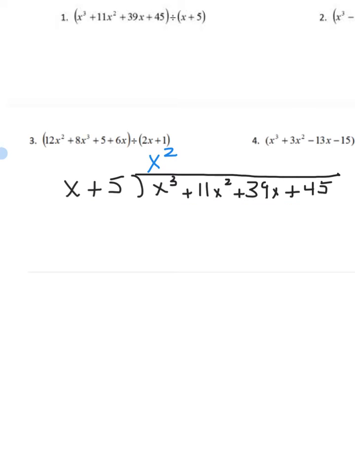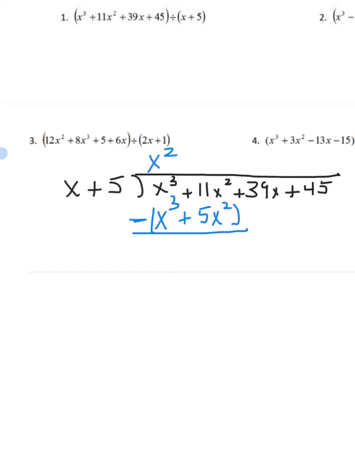All right, so I did this multiplication. X squared times x is x to the third. And then I do the 5. X squared times 5 is 5x squared. Now I'm going to subtract. What you need to remember when you subtract is you're subtracting both of these terms from your dividend. So let's go ahead and subtract those.